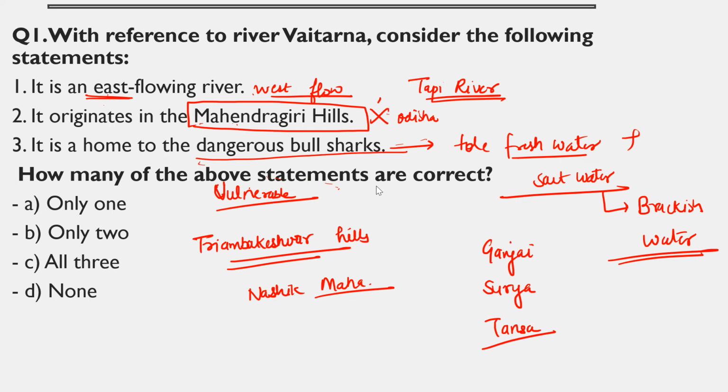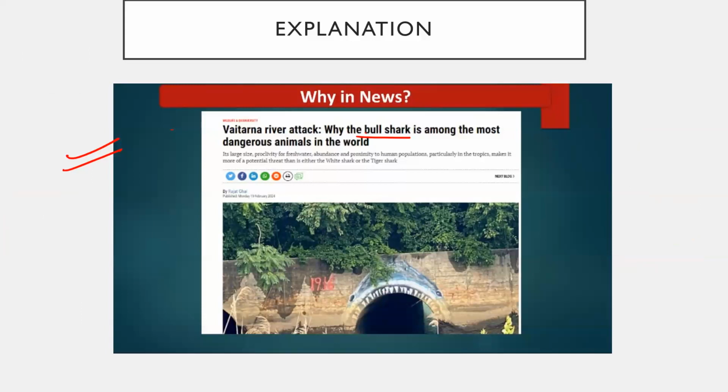So this set of questions, River Vetrana, is most important. I will say only the first option is correct. Rest all the options are wrong here. Getting my point? River Vetrana is a west flowing river, and it doesn't originate in the Mahendragiri Hills. It originates from the Triambakeshwar Hills of Nasik, Maharashtra. Are you all getting my point? This first question is very much important for us. Okay, then moving on to the second question, you can see this attack picture also.